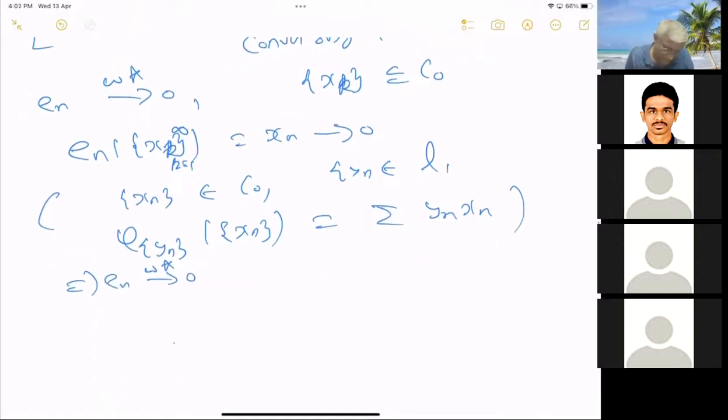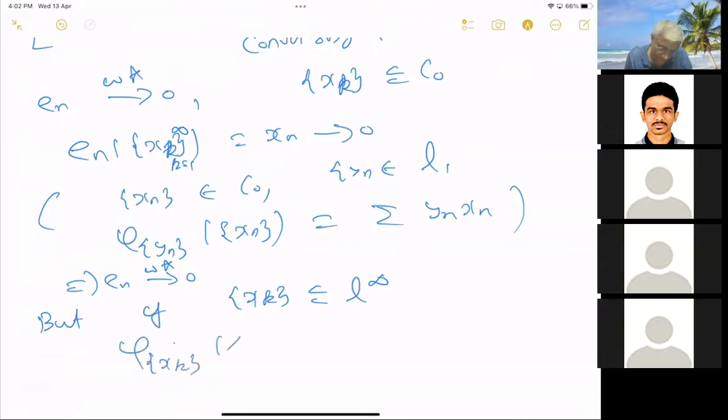But if Xk is contained in L infinity, then phi Xk acting on En is again Xn, which need not converge to 0.